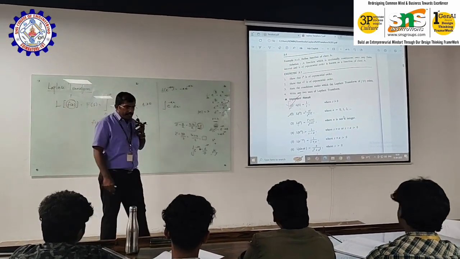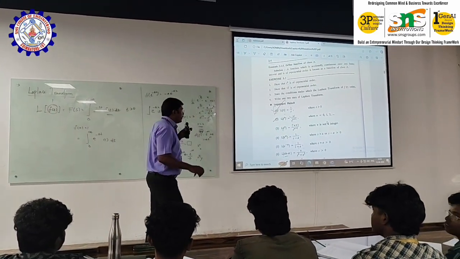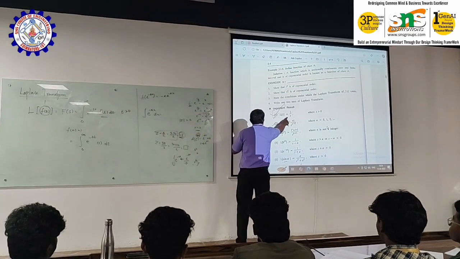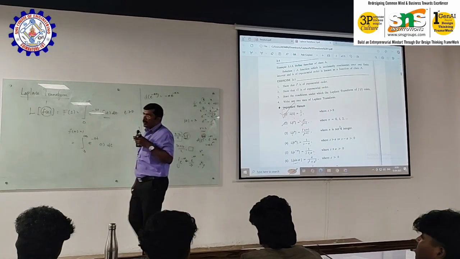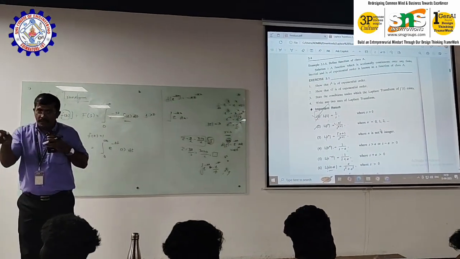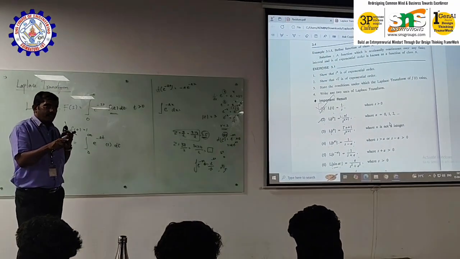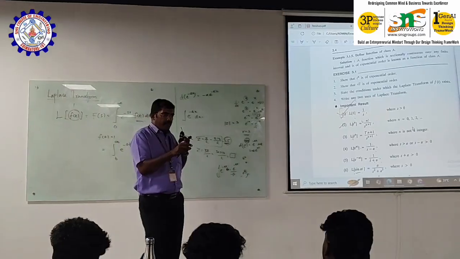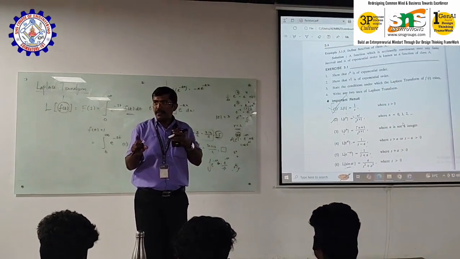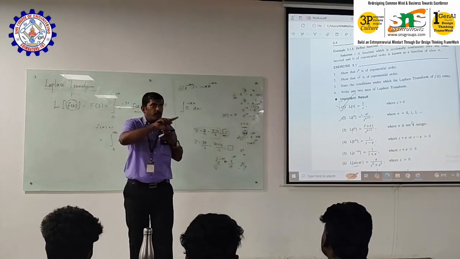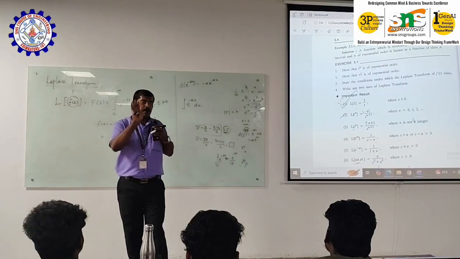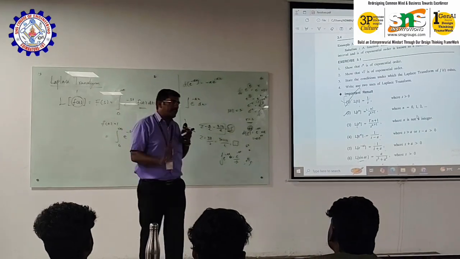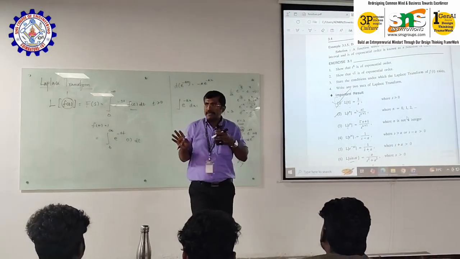Okay. So in Laplace transform, for example, Laplace of 1 is 1 by s. What is t? Time domain. T is time domain. What is s? Complex domain. So we are converting t domain to s domain, complex domain. That is the work of Laplace transform.